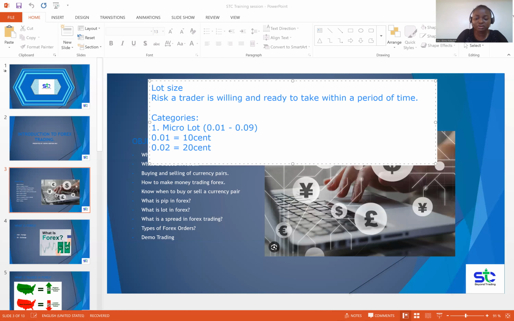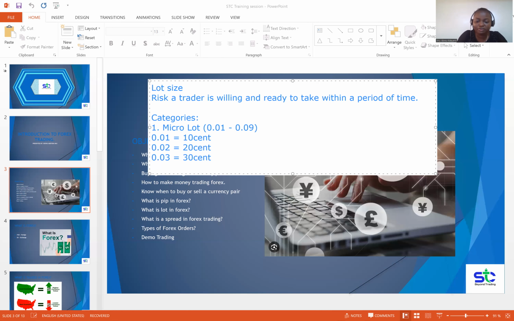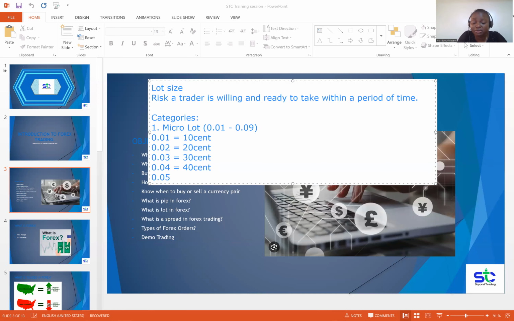Now, if I use 0.03, what this means is for every 1 pip's movement in my direction, it gives me 30 cents. 1 pip, 30 cents, 2 pips, 60 cents, 3 pips, 90 cents, and like that. If I use 0.04, every pip's movement is equivalent to 40 cents. If I use 0.05, it means that every pip's movement is equivalent to 50 cents.